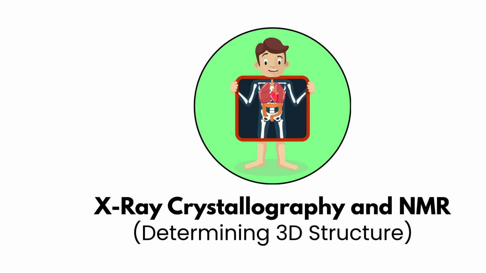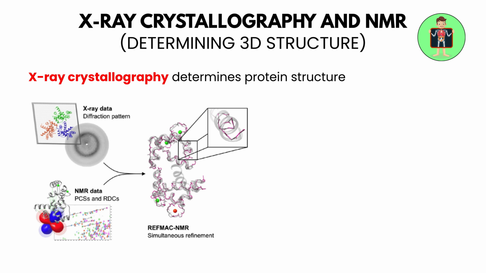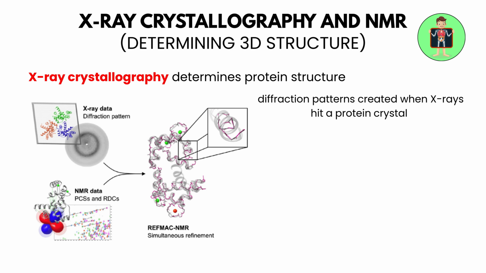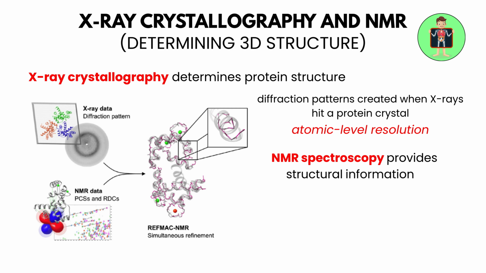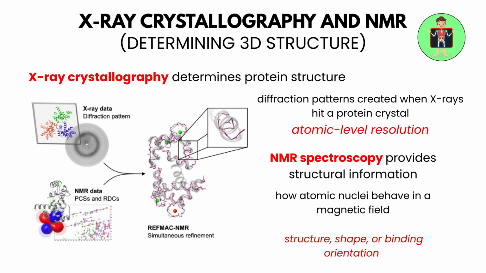X-ray crystallography and NMR, determining 3D structure. X-ray crystallography determines protein structure by analyzing the diffraction patterns created when X-rays hit a protein crystal. This gives atomic-level resolution. NMR spectroscopy provides structural information by analyzing how atomic nuclei behave in a magnetic field. On the MCAT, these techniques signal that the question is about structure, shape, or binding orientation.